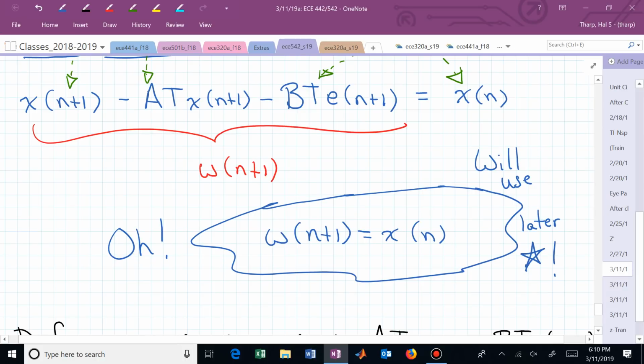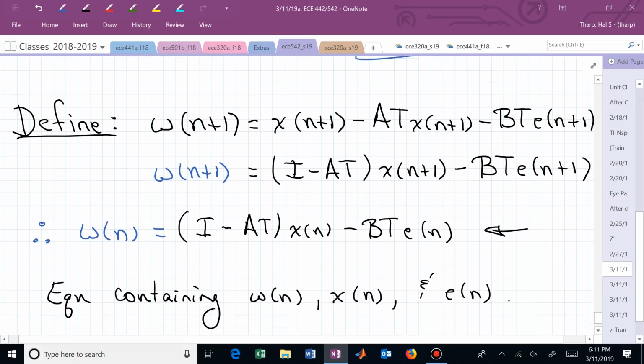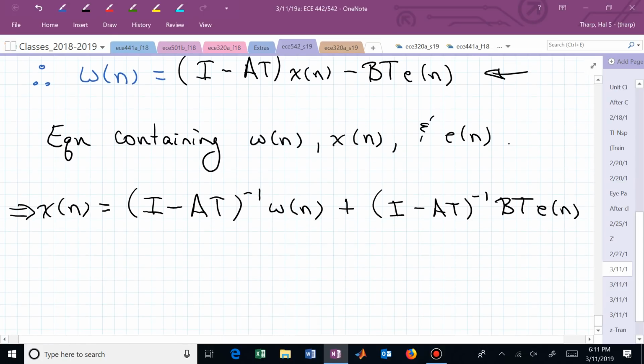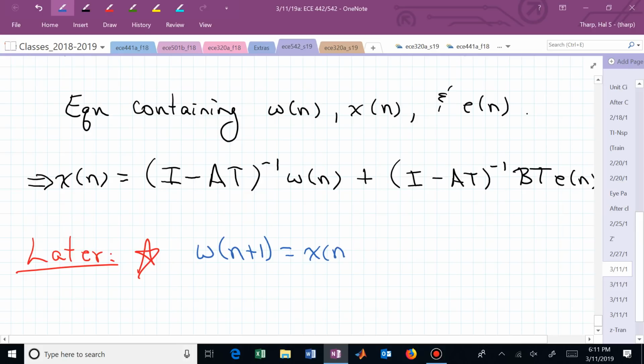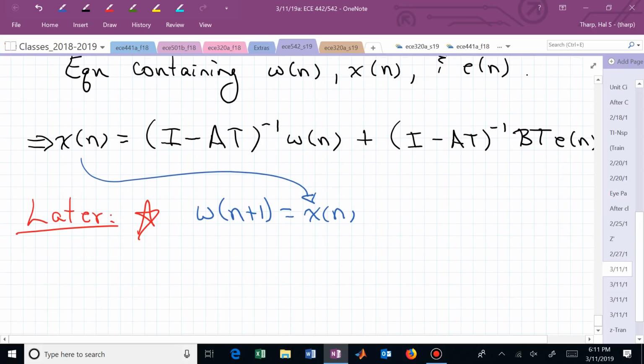Now it's time to pull this back out. We now have w at time n plus 1, and we have an equation for x of n in terms of w at n and e at time n. Let's replace that little x of n with what we just found it to equal in terms of w of n and e of n. Here is now our later. That was the star, and that said that w of n plus 1 was equal to x of n, but now let's use that x of n there.